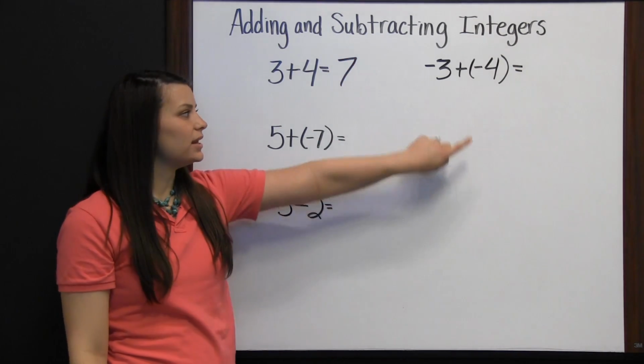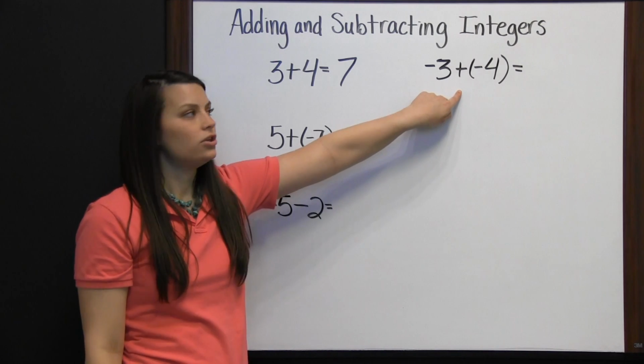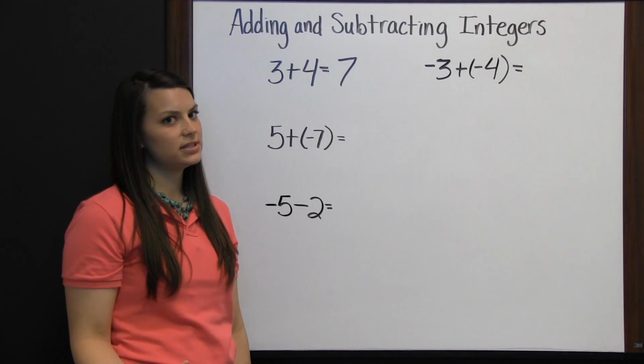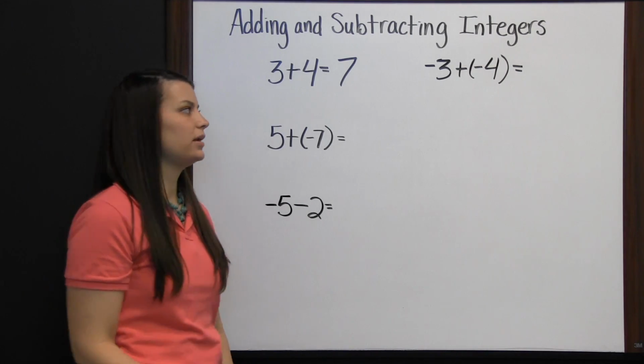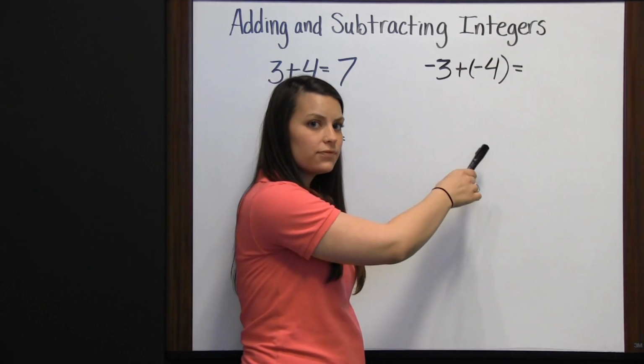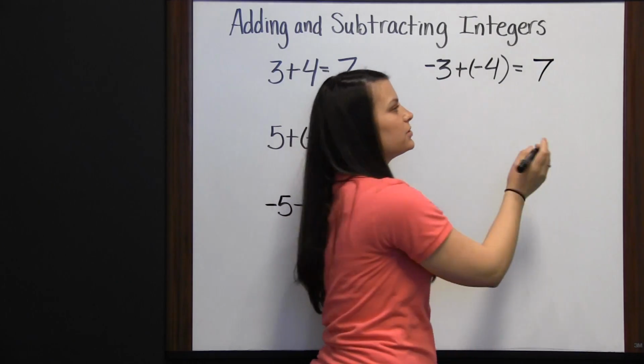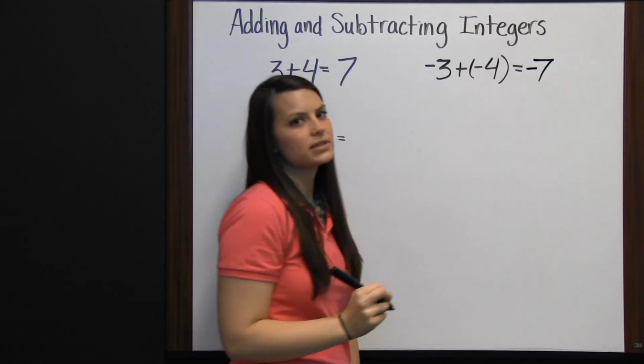When adding two negative integers together, you add them the same as you do when they're positive, but then you change the sign to negative since they're both negative. 3 plus 4 is 7. Since both of these numbers are negative, our result is negative.